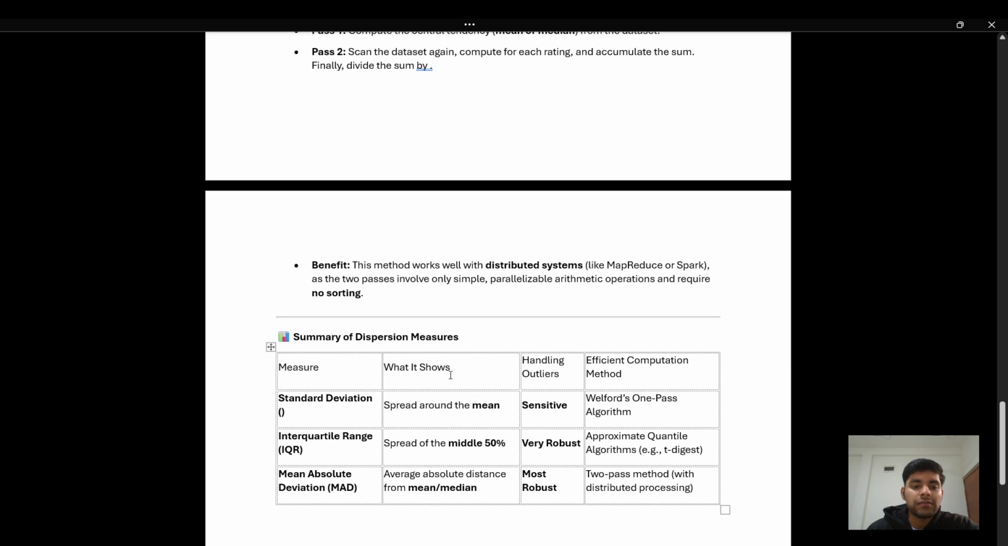So the summary of the measures is: standard deviation spreads around the mean, and it is sensitive. The algorithm we use is Welford's one pass algorithm. For interquartile range, it measures the spread of the middle 50%. It is very robust, and the method we use is approximate quantile algorithms like T-digest. And for mean absolute deviation, it calculates the average absolute distance from the mean or median, and it is mostly robust, and it uses a two pass method with distributed processing.